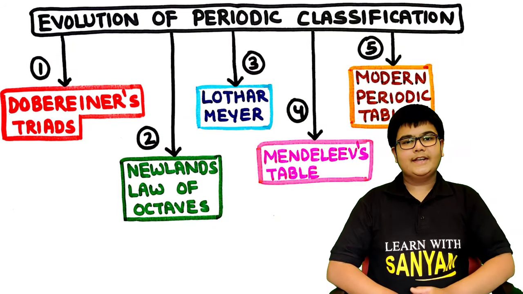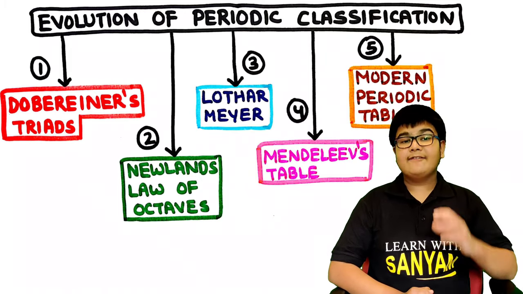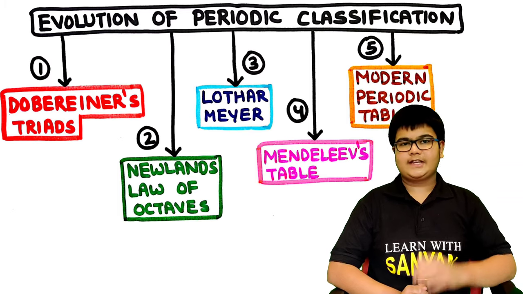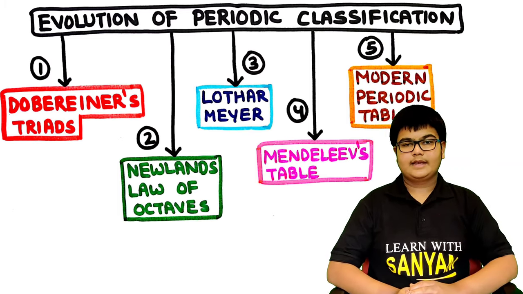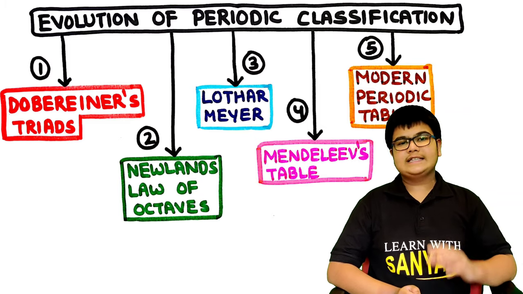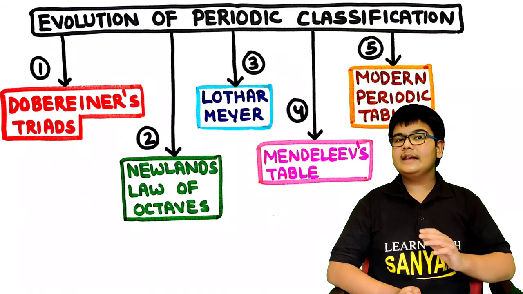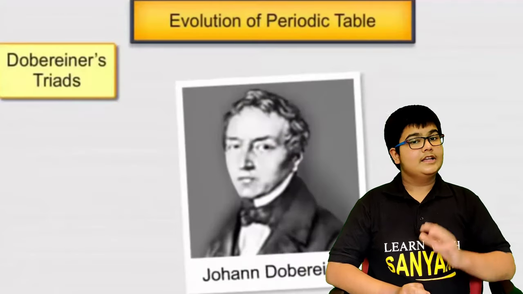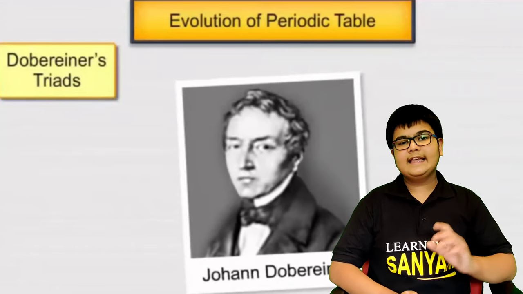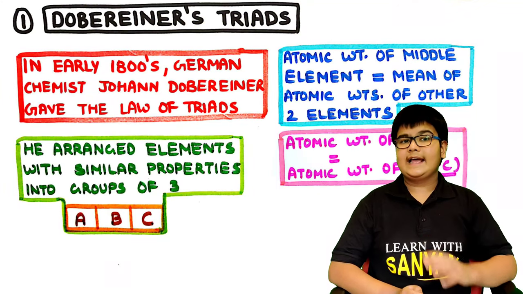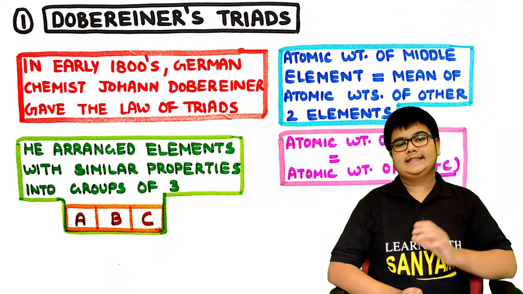As this video is on the history of periodic table, let's discuss evolution of periodic classification. So how the periodic table evolved. The first attempt to classify elements was done by Johann Dobereiner in early 1800s. Johann Dobereiner was a German chemist and he gave the famous law of triads. This is also called Dobereiner's triads.